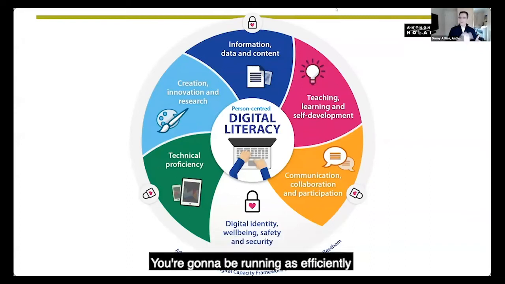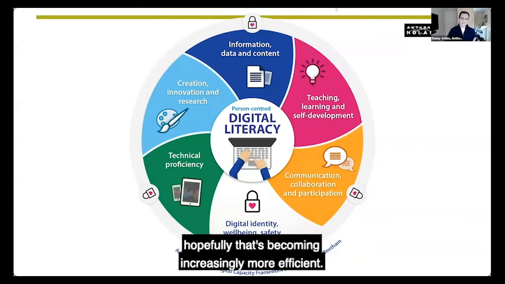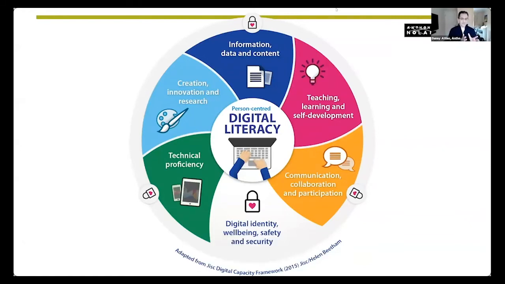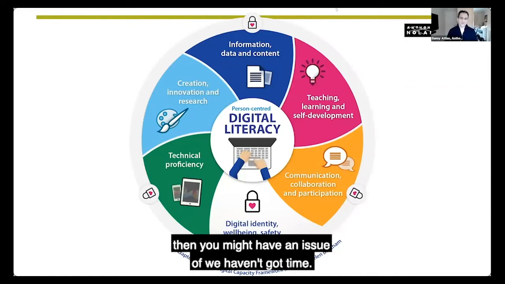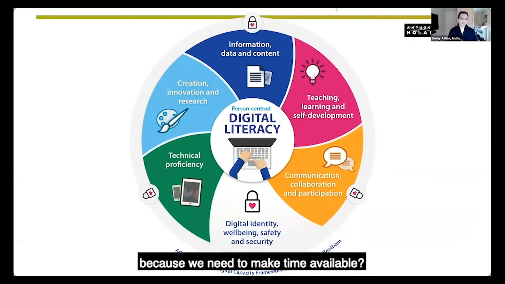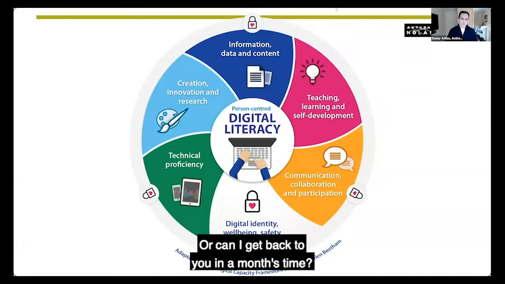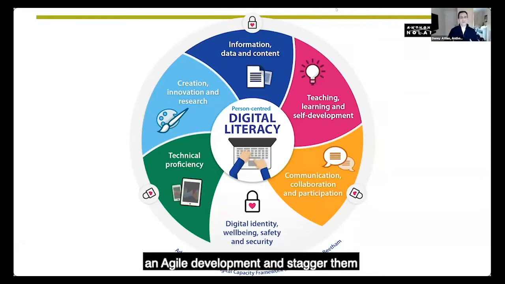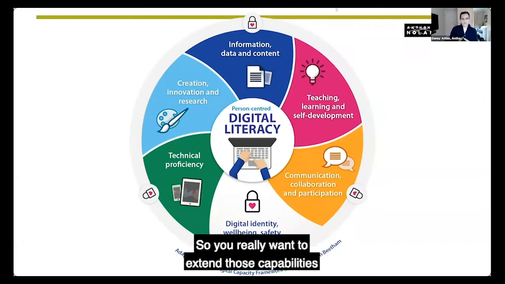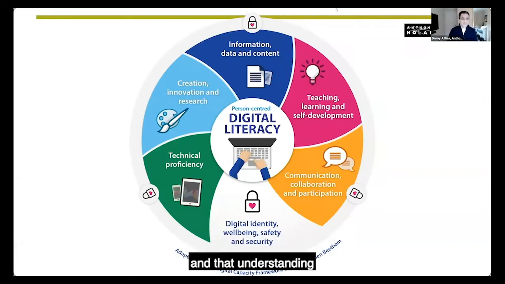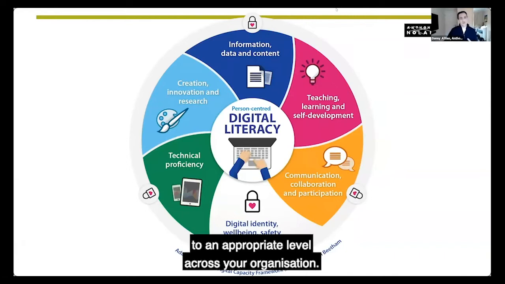You're going to be running as efficiently as you practically can. Hopefully that's becoming increasingly more efficient. But then once you start to engage the rest of the business, then you might have an issue of, we haven't got time. Can you schedule this in advance because we need to make time available? Or can I get back to you in a month's time? Or can we have a meeting about it? You know, all of those things are going to take an agile development and stagger them to a blinding standstill. So you really want to extend those capabilities and that understanding to an appropriate level across your organization.